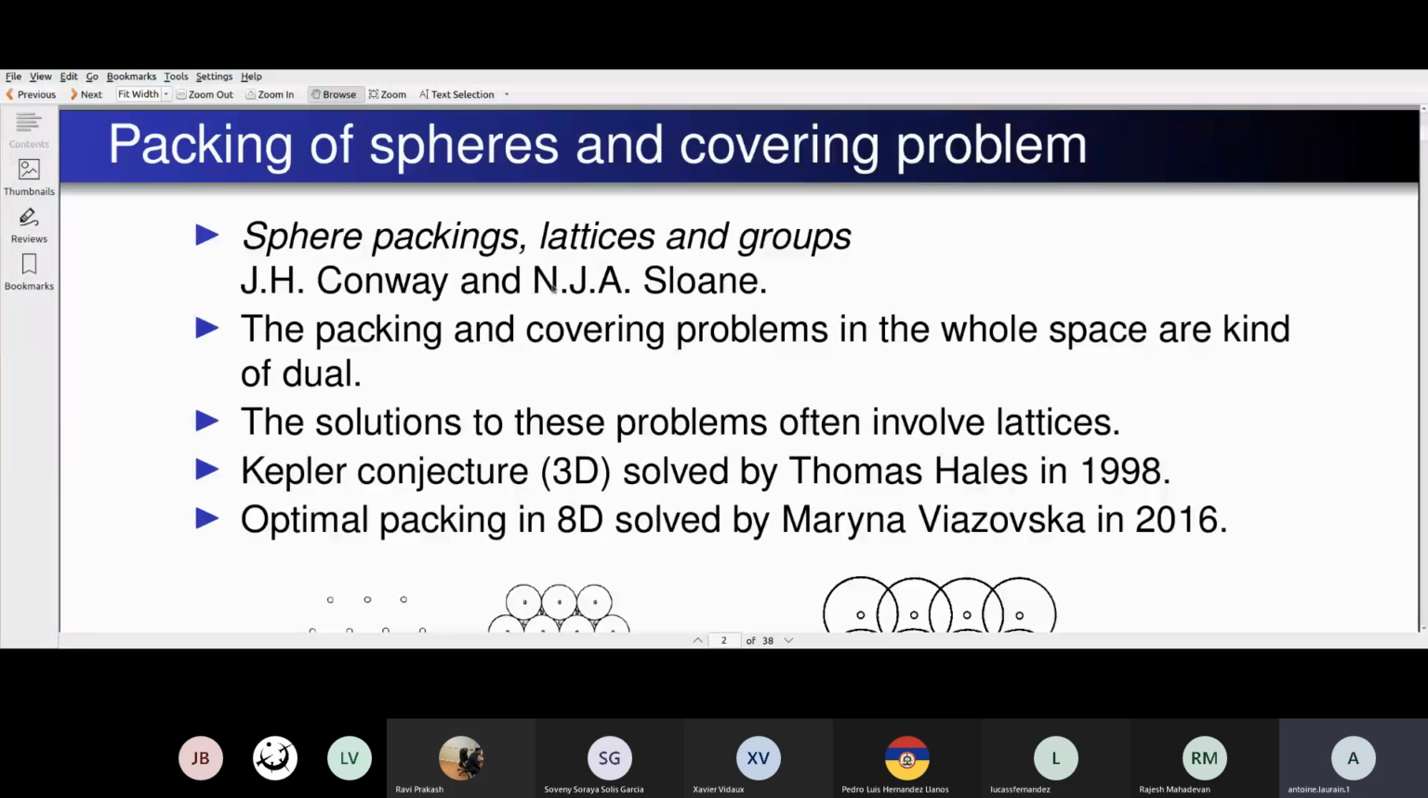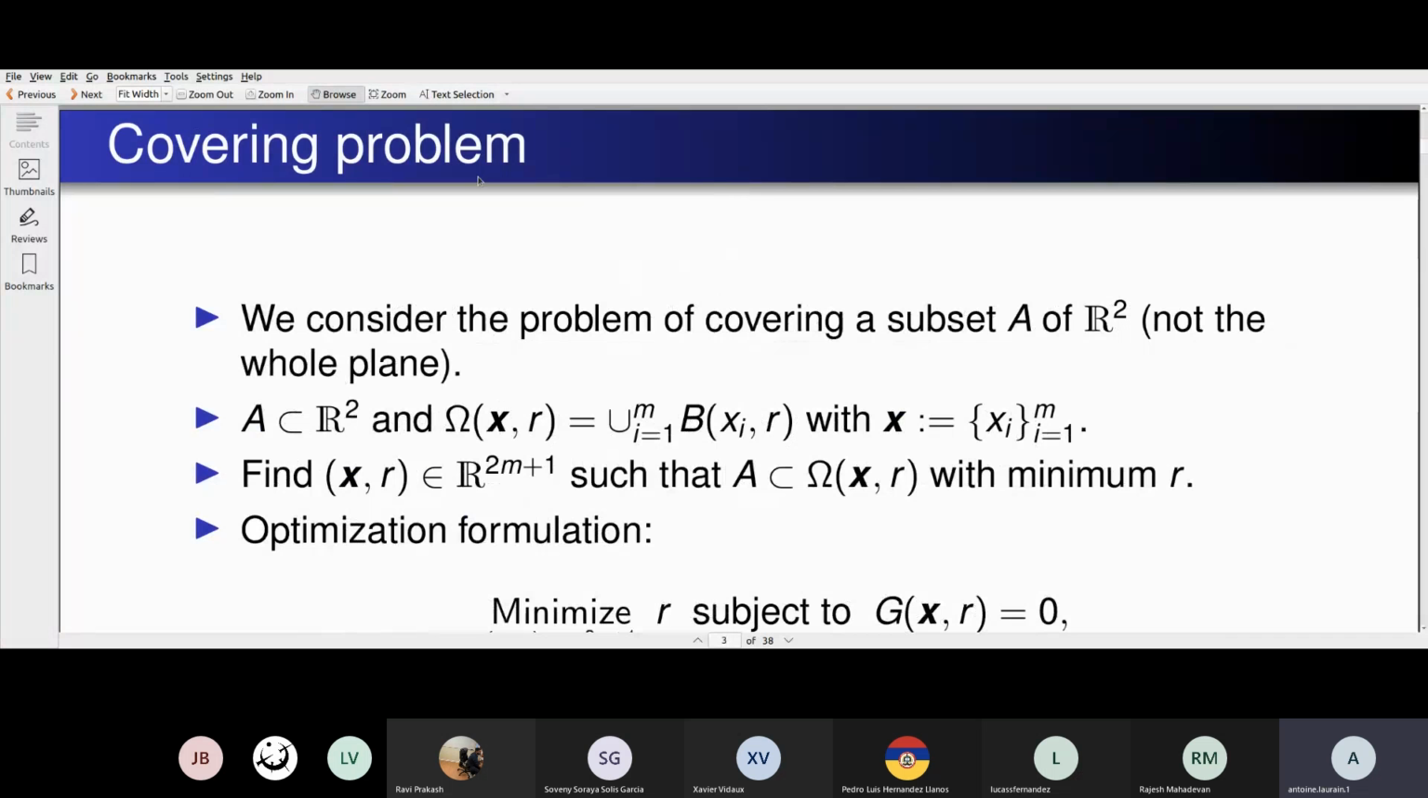But of course, the configurations of lattices in higher dimensions get much more complicated because you have many options. Already in 3D, you have many possibilities of regular packings, right? Okay, so it's just an introduction to the topic.